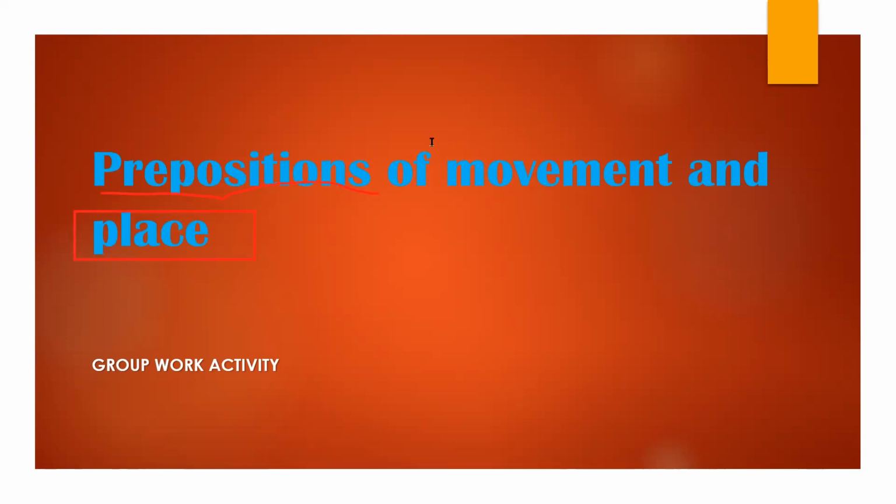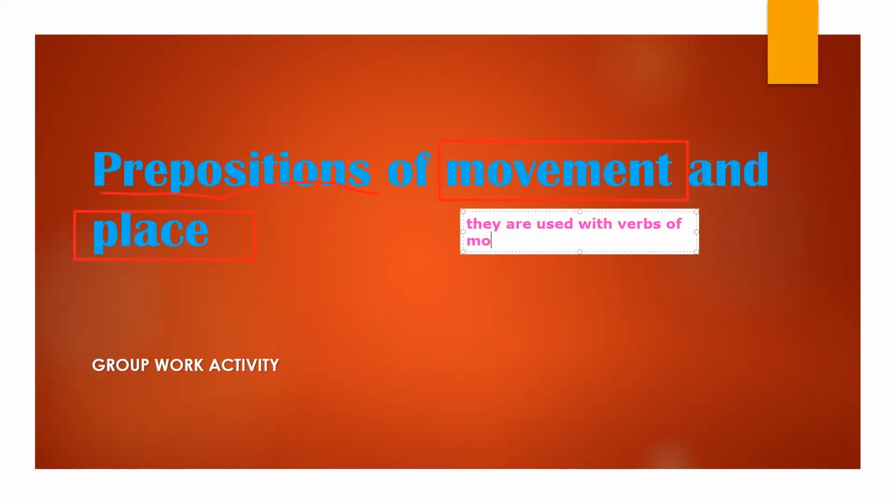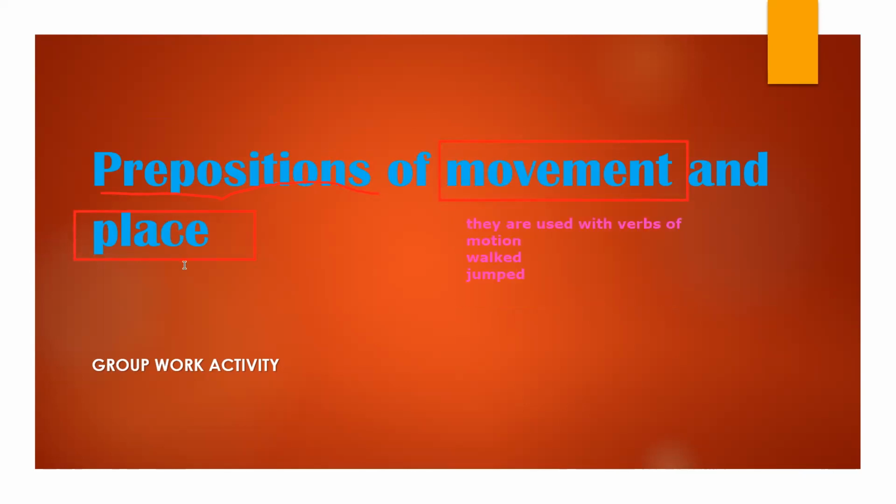What is a preposition of movement? Prepositions of movement are words that show movement, and they are used with verbs of motion. Verbs of motion. Like what? Like walked, like jumped, any motion or action verb. You're gonna ask me, okay, so what about prepositions of place? Don't they come with verbs too?